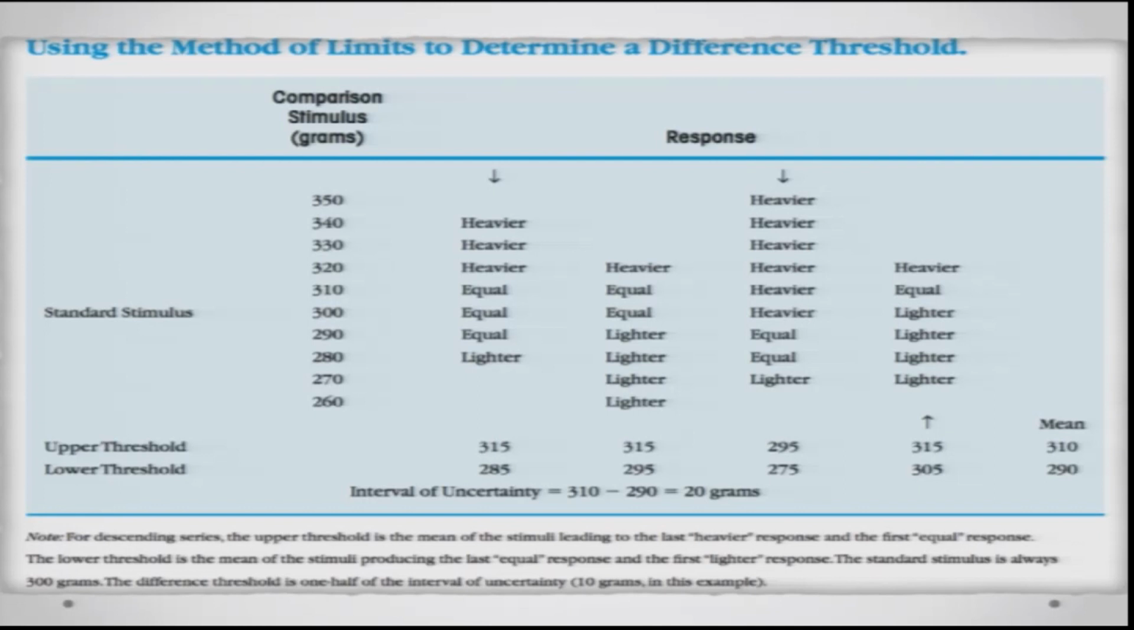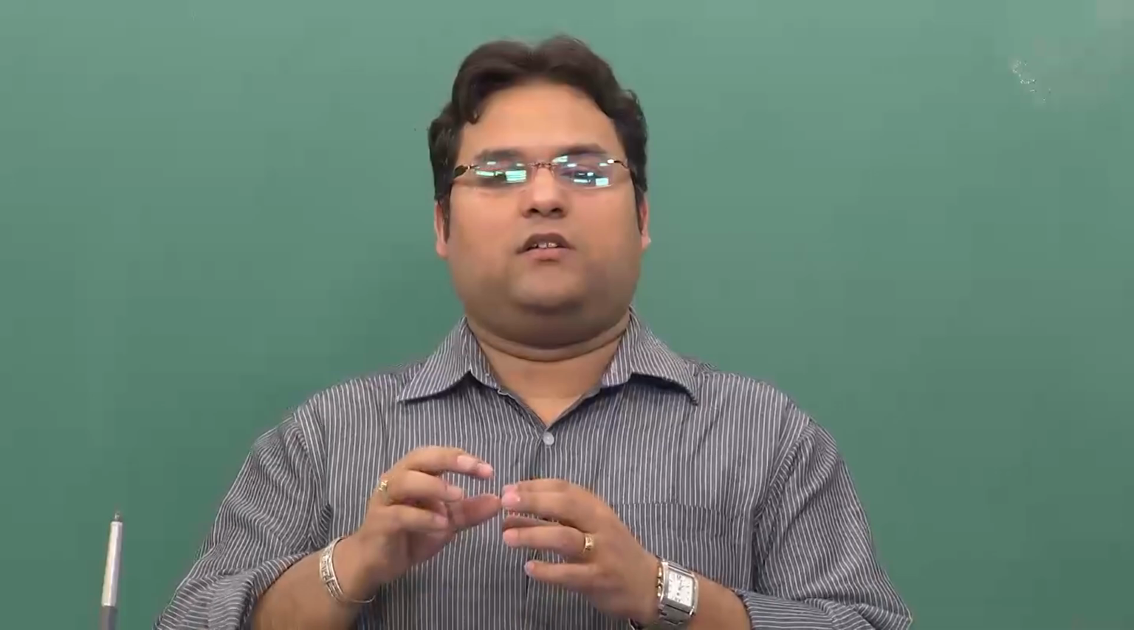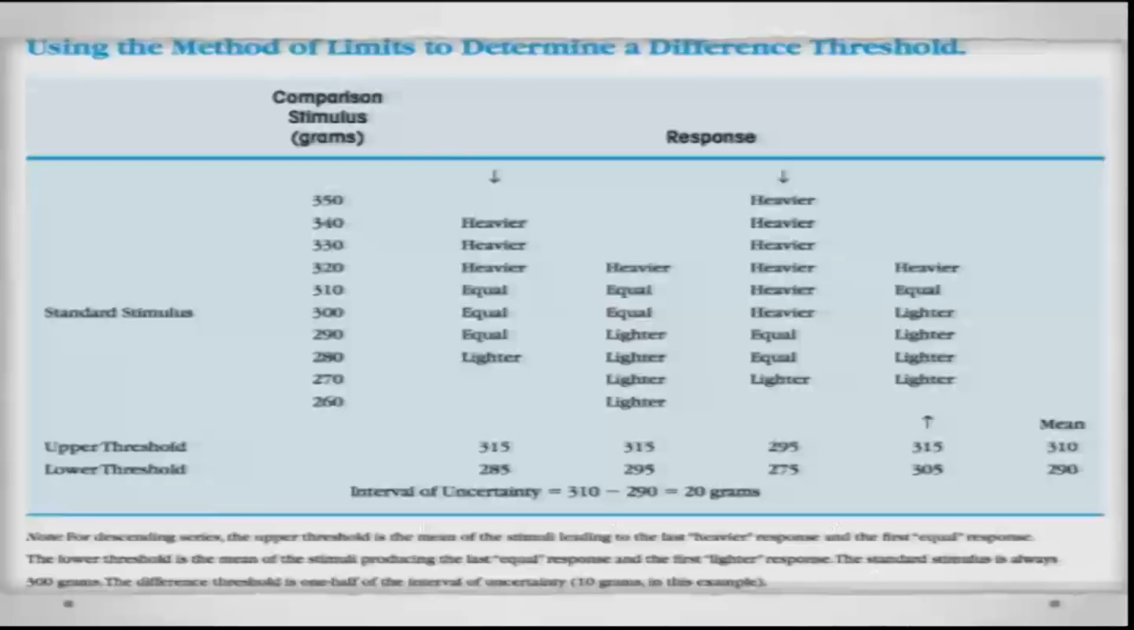This is a demonstration. You have a weight which is probably around 300 grams or so, and you start from 350, 340, 330, you find it heavier, and at 320 to 310 you find it equal. So the average of 320 and 310 is 315. That is recorded. Next, you start from lighter, 270, and then go upwards, and you get a value of somewhere around 315. Similarly, you do this again and again, you get 3-4 values, and you take the mean of all of them.